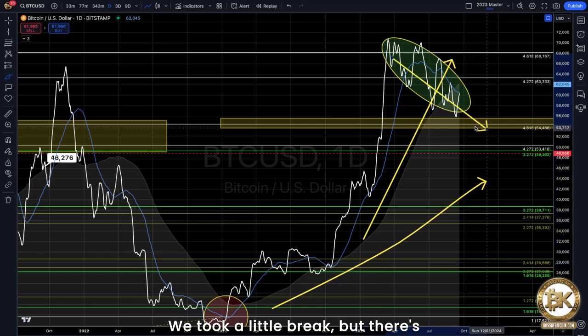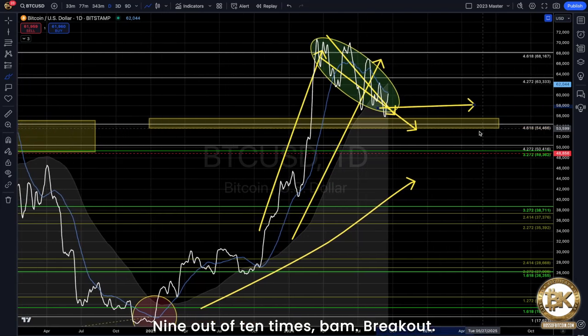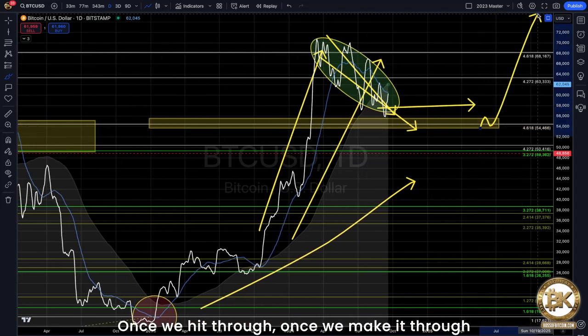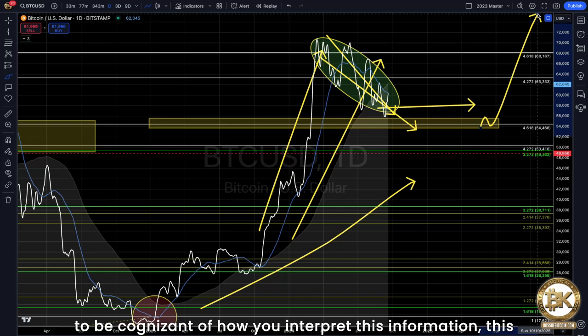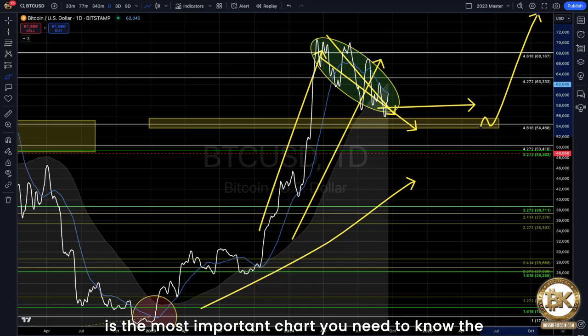We took a little break, but there's 3 parts to any given cycle: breakout, breakdown, flatline. What comes next? 9 out of 10 times, bam, breakout. Once we make it through 68,000, we go hit our head on 120. That's what Bitcoin does. It's done it time and time again. So I say all of this to remind you to be cognizant of how you interpret this information. This is the most important chart you need to know.